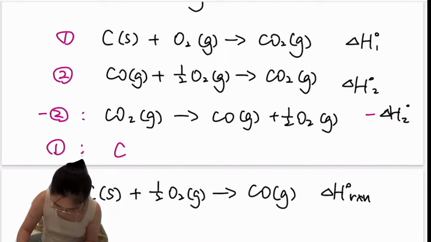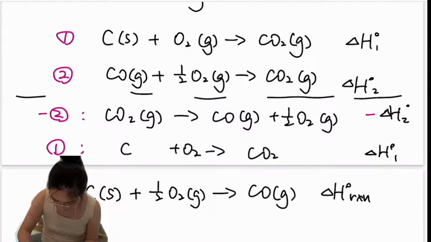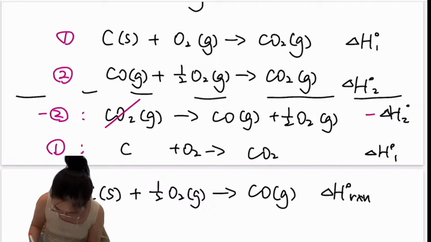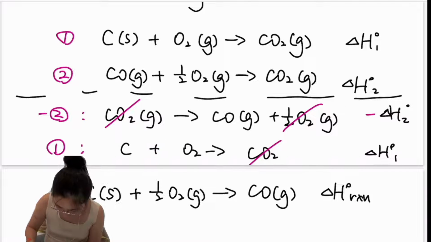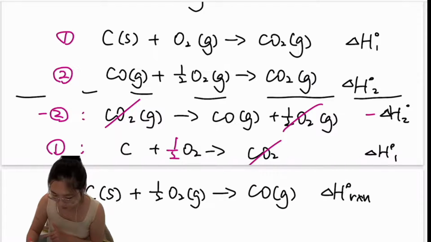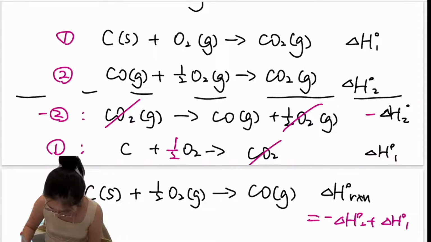So just carbon plus oxygen gives carbon dioxide, and that's delta H1. When you add up these two equations, the carbon dioxide gets canceled out, and 1/2 mole of the oxygen is canceled out, so you're left with only 1/2 mole of oxygen on the reactant side. Eventually you get this overall equation, and for it, I just add up the enthalpy change. That will be negative delta H2 plus delta H1.